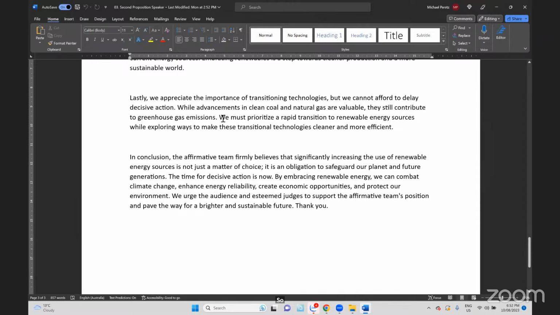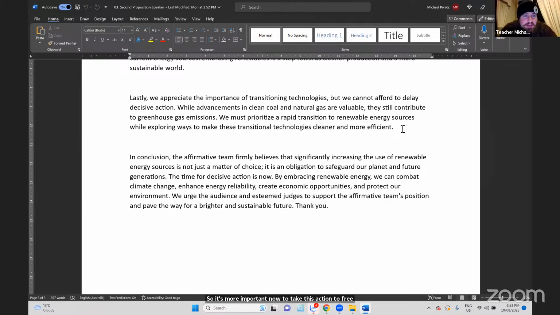Anyway, let's finish this off, and then we want to take a quick look at how to close an argument. So we must prioritize a rapid transition to renewable energy sources while exploring ways to make these transitional technologies cleaner and more efficient. So what the proposition team are arguing here to make their case stronger is we need to take action now, and we can deal with any problems as they come up. So it's more important now to take this action to create a cleaner environment.